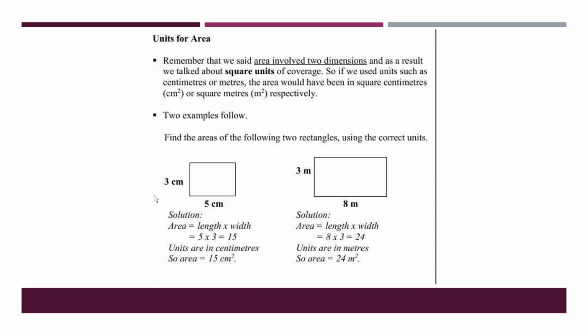Now, the only difference between writing the answer for perimeter and the answer for area is that after you write the answer for area, you're going to put a small 2 at the top. It's an exponent 2, and all that means is it is squared, because when you are measuring an area, you are measuring it in squares. Okay?